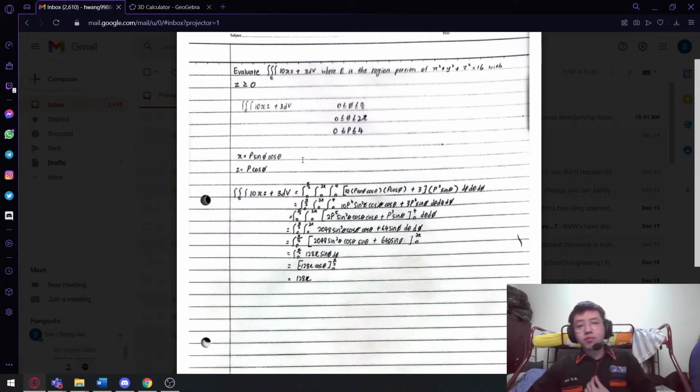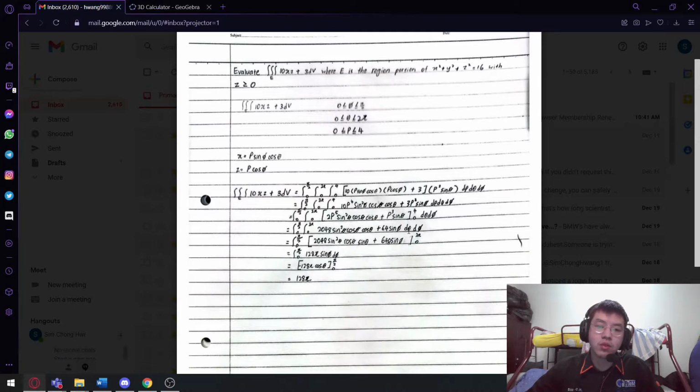So we know that x equals rho sine phi cos theta, z equals rho cos phi. By simply replacing inside, this is the equation we get. So we integrate first over rho, and substitute the values 4 and 0, and this is what we get after integrating over rho: 2048 sine squared phi cos theta plus 64 sine phi.